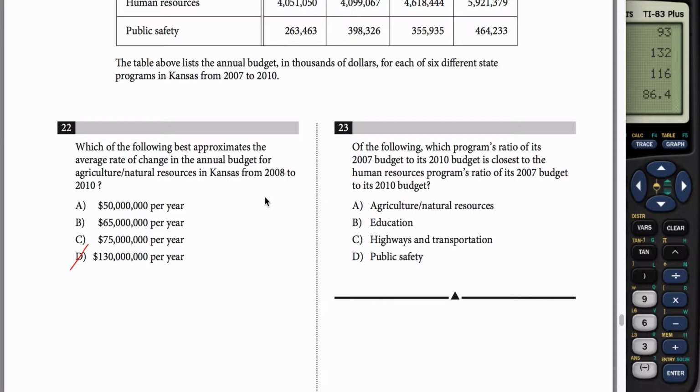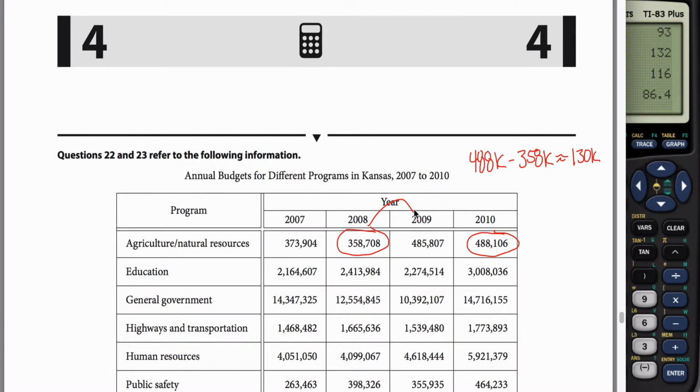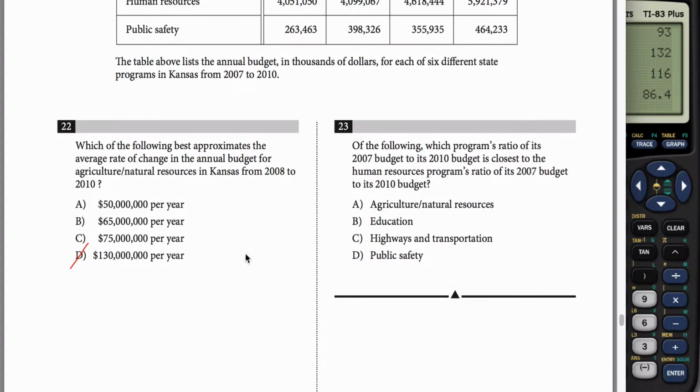No. The reason that's not your answer is because it asks you for the average rate of change per year. Note that this took 2 years to happen. In order for me to get from here to here, it took 2 different years. So I went up 130 total. 130 divided by 2 leaves me with 65. So really the average annual change is 65,000 thousands, in other words 65 million, which is answer B. Tricky answer there with part D.